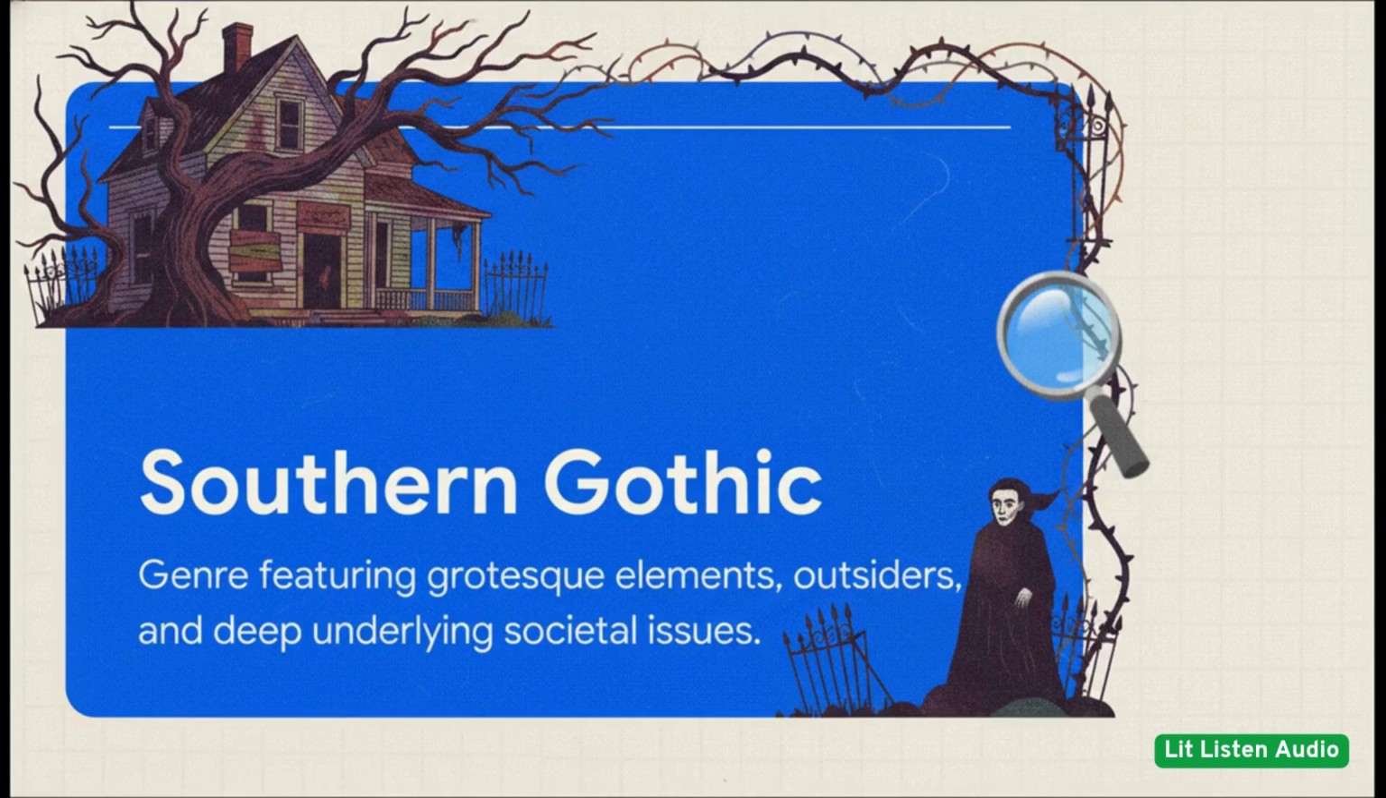First up is Southern Gothic. This is a genre that features grotesque or borderline supernatural elements, outsiders, and deep underlying societal issues. Lee builds this Gothic aura right into the very architecture of the town. Think of the creepy boarded-up Radley house, or Dill's exaggerated, morbid plays about Boo Radley being some sort of phantom. But the sheer genius of Lee's realistic approach is that the true Gothic terror isn't supernatural at all. The real monster is the pervasive, systemic racial violence and the deep-seated prejudices hiding right behind the polite facade of a small Southern town.